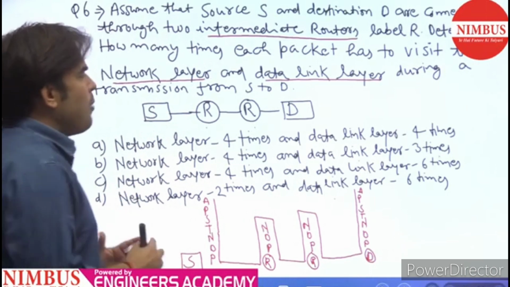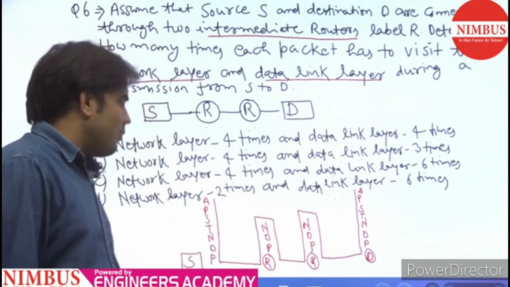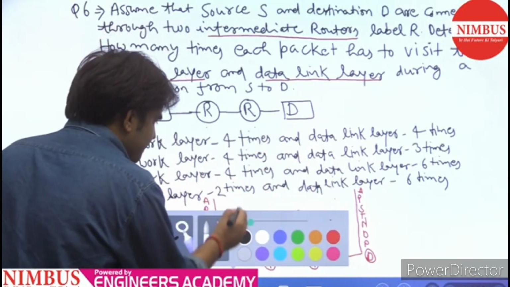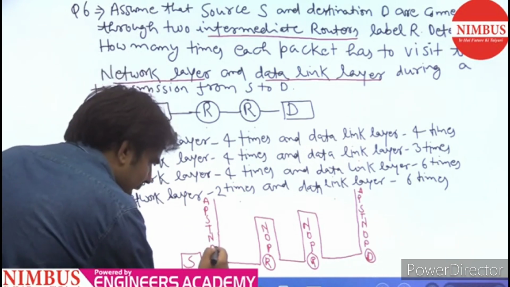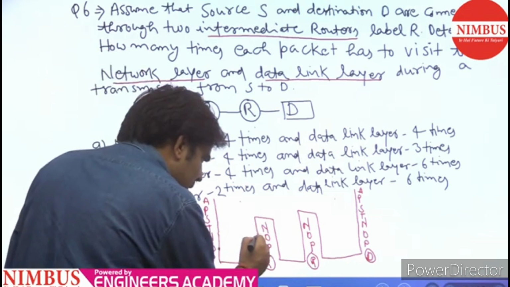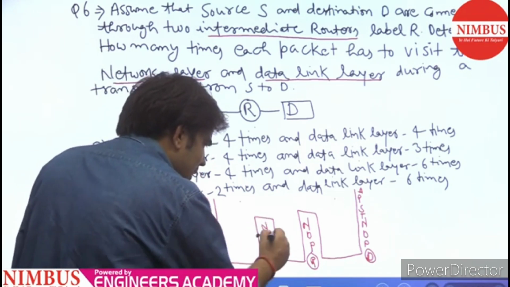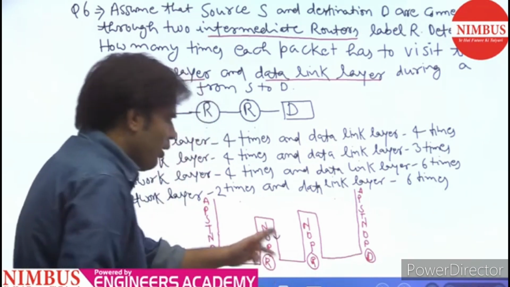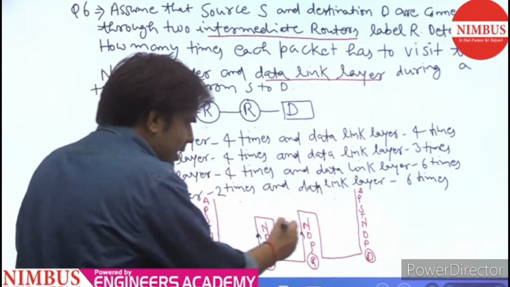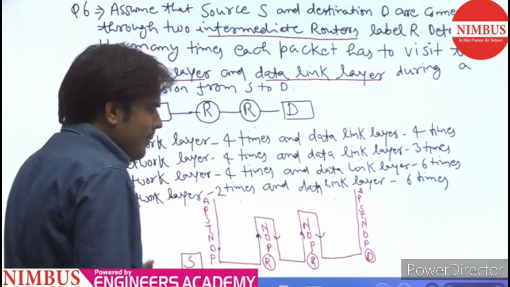So it is asking how many times a packet is going to visit the network layer and data link layer during the transmission. Here you can clearly see, one time the packet visits the data link layer here, one time here when it goes above, one time here when it comes back, one time here when it goes, and one time here when it comes back, okay.